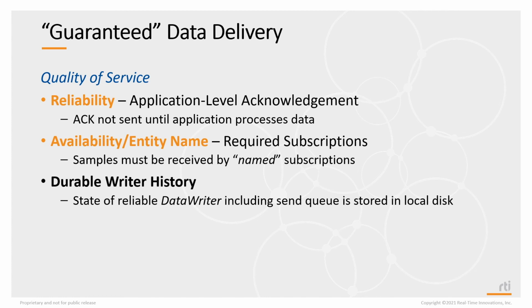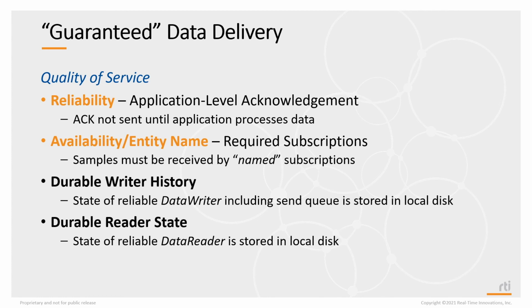they've received the data. Then we also have durable writer history and durable reader state. Durable writer history and durable reader state will store the data that you sent, or store the state that's needed to deliver the data that you sent, on a hard drive as the data is being sent. This is very useful if you suffer a power outage, for example, and all the applications crash in the middle, and so this is something that allows DDS to restore its state and continue where it left off. So it's something that's very useful for guaranteed data delivery.